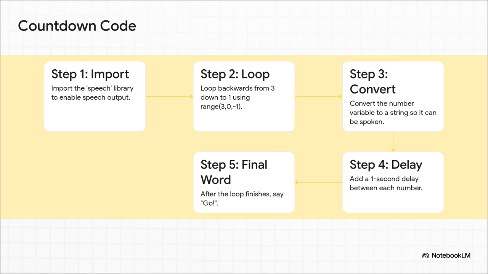First, we bring in a special library that lets the computer talk. Second, we set up our loop to count backward from 3 down to 1. Inside that loop, we turn the number into text so it can be spoken out loud, and then we tell it to pause for 1 second. Finally, only after the loop has finished its countdown, the program moves on and says, "Go!"